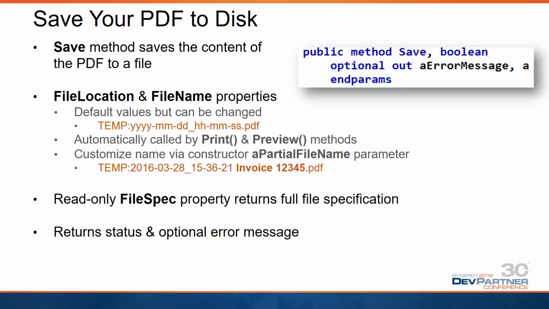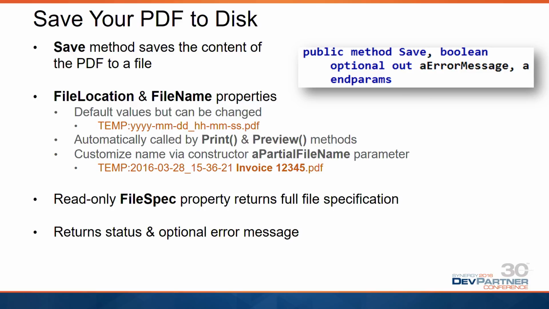Or you can override. There's a file spec property that you can set if you want to totally override the file name and not have the timestamping and so on. You just set the file spec property after you've created the PDF object, and it will just override that default behavior. Okay. So that's saving it.